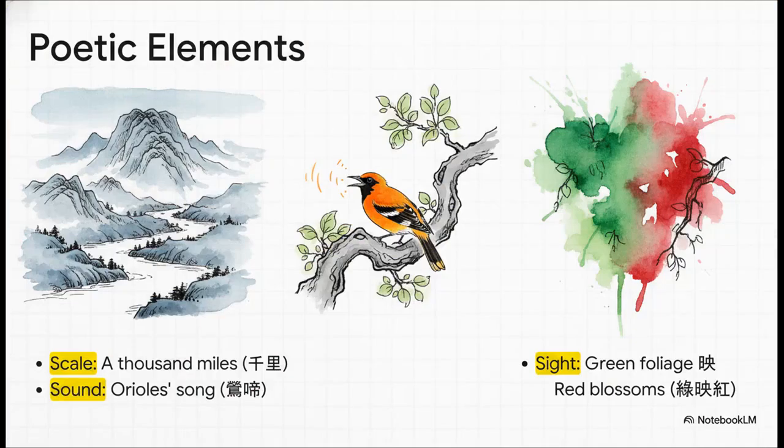And notice how masterfully he combines all of this. That 1,000 miles, or qianli, it's not a literal measurement, of course. It's a poetic device, a way to express the boundless, sprawling beauty of the Jiangnan region. And then he fills this vast space with sound, the singing of orioles, and floods it with sight, that vivid green foliage reflecting the brilliant red of the flowers. It's a total sensory experience.